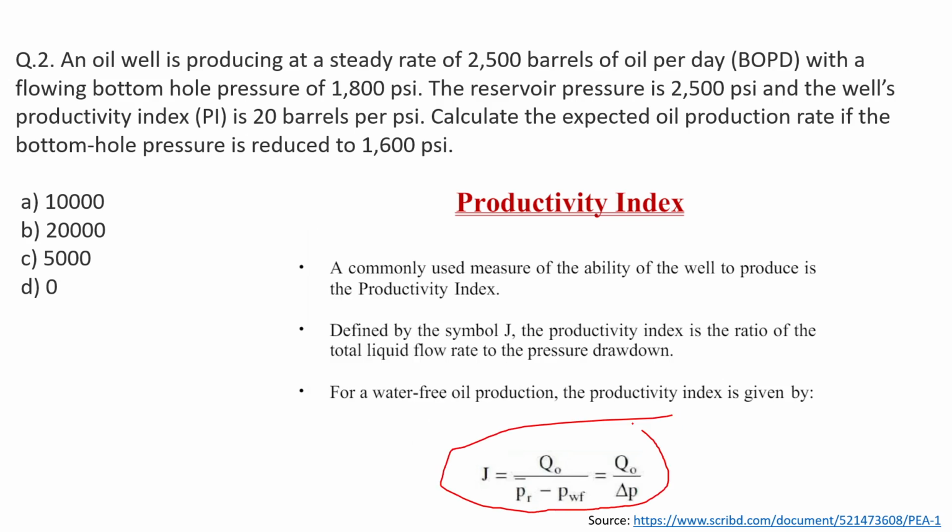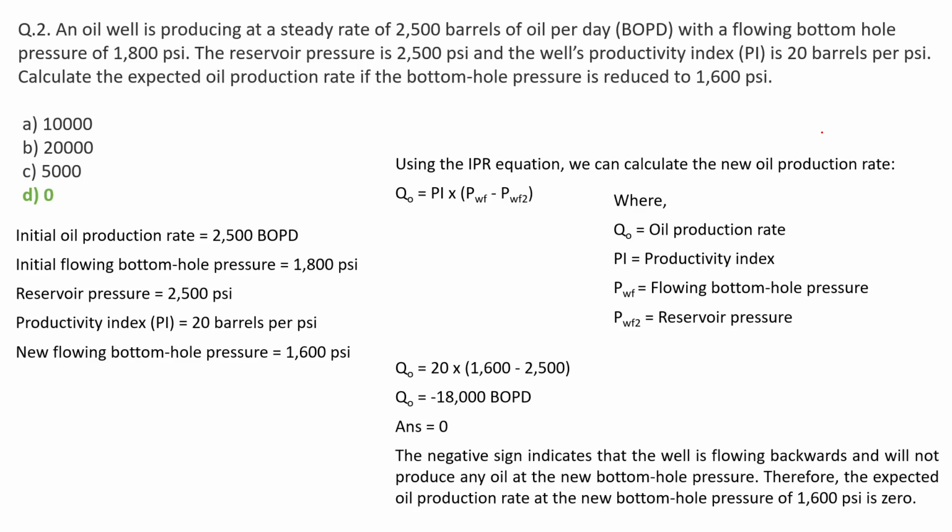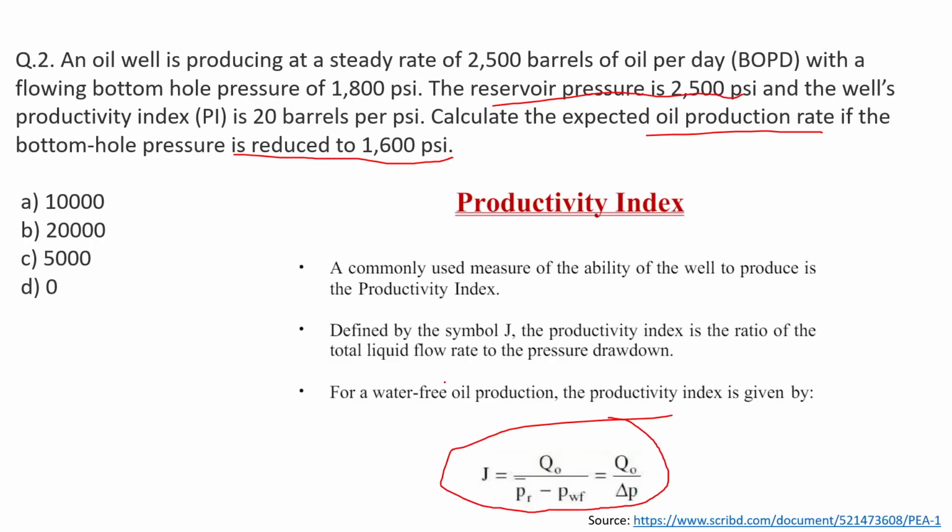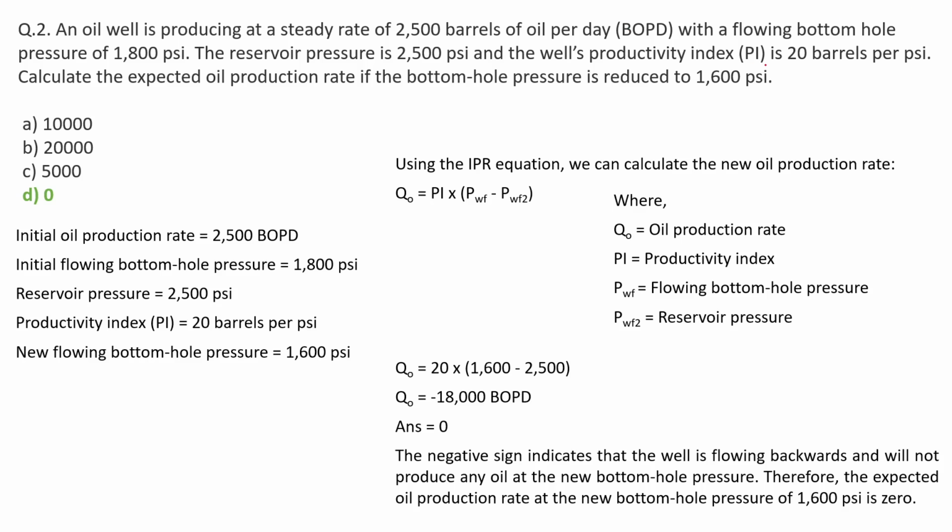which is the ratio between the total liquid flow rate and the pressure drawdown. And this pressure drawdown is the difference between the bottom hole pressure and the reservoir pressure. So reservoir pressure is also known to us and the bottom hole pressure is also known to us. So from that we can find out the oil production rate. So using the equation, it is given the productivity index is already we know that is 20.